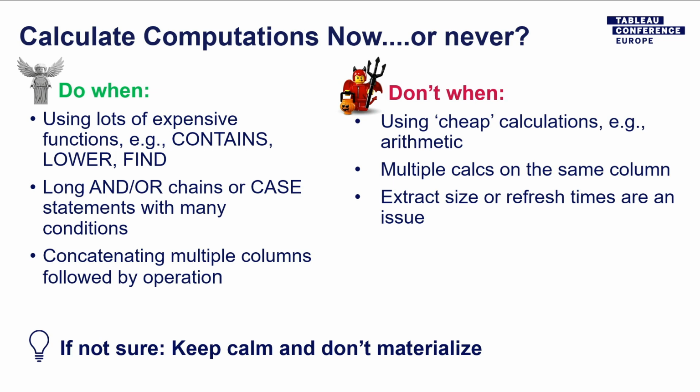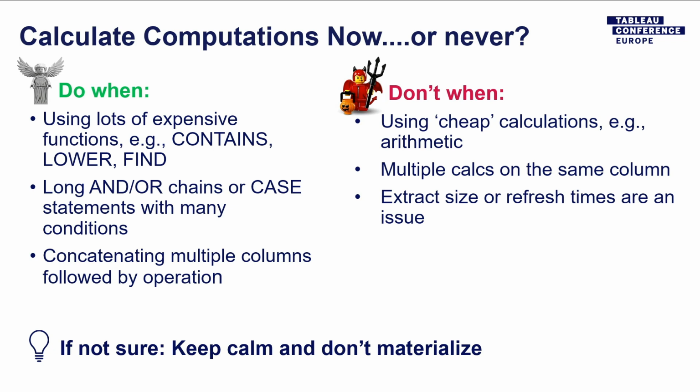On the other hand, don't materialize if you're using cheap calculations. And by cheap calculations, I mean arithmetic, but not only arithmetic. Basically, everything where you don't have the feeling that you made something really computationally expensive, don't materialize.